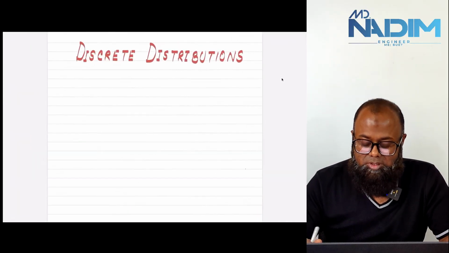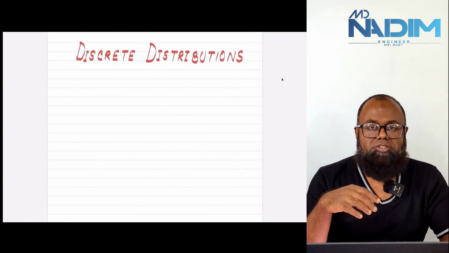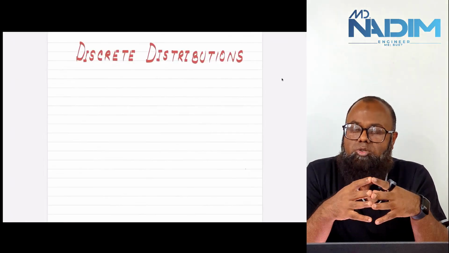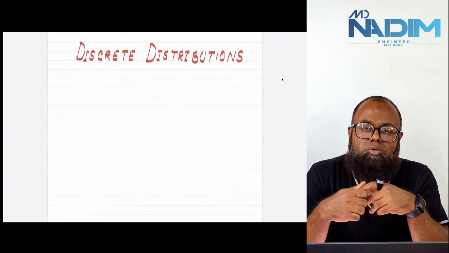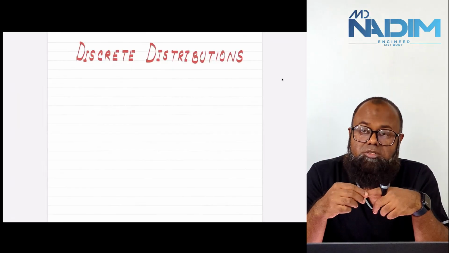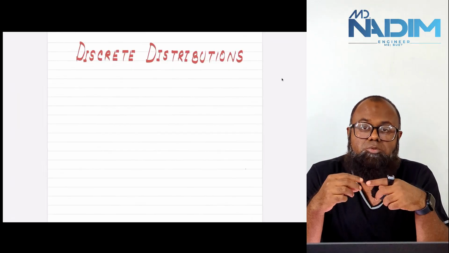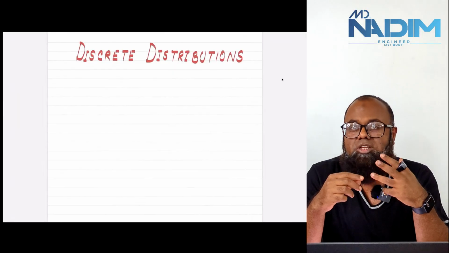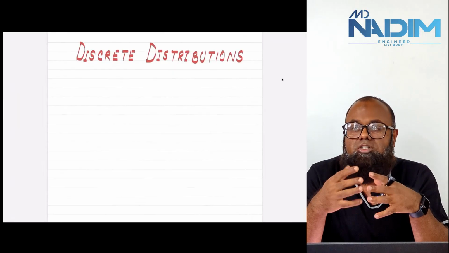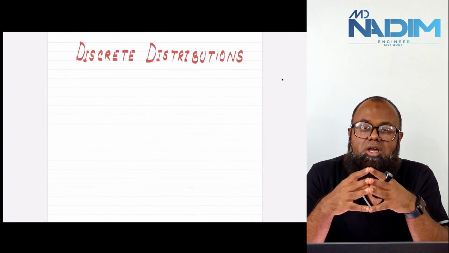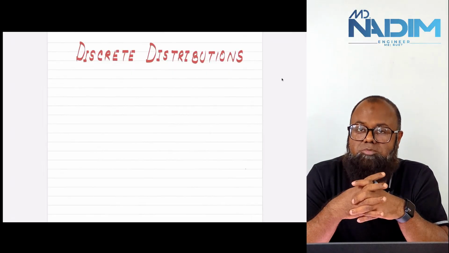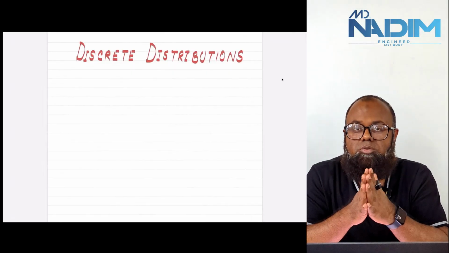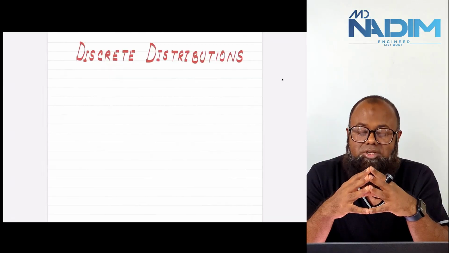Now, we will start with discrete distribution. Actually, in goodness of fit test, we will see discrete distributions. We will see geometric distribution, binomial distribution, and Poisson distribution. In continuous distribution, we will see general continuous distribution or continuous uniform distribution. So all of them will be included in our next lectures, inshallah.